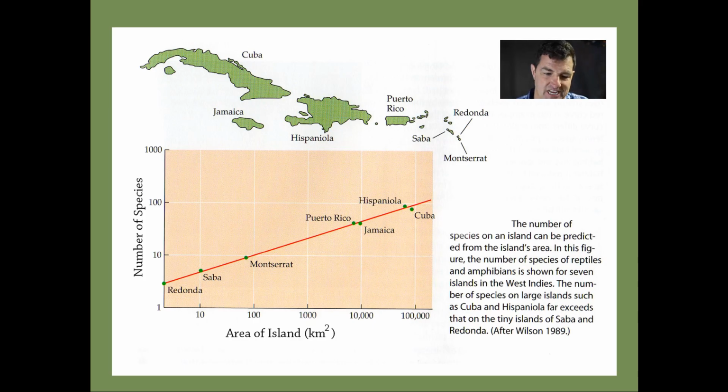So here is a graph of the islands of the West Indies that show the species area relationship. And you notice the number of species on the y-axis and the island area on the x-axis. Sure enough, as the size of the island goes up, you end up with more species.